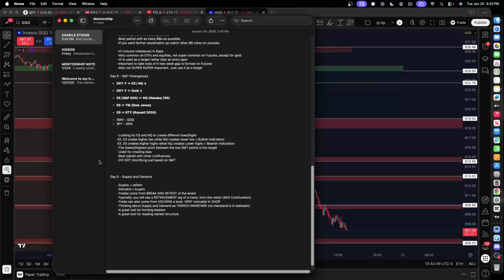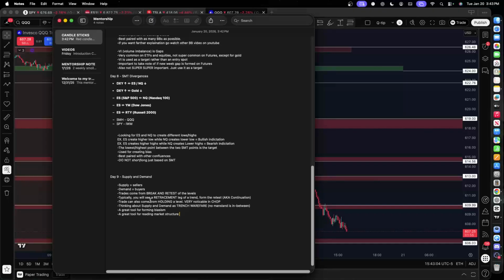So pretty much the same thing. If you want both, great, have both, right? Okay, supply, sellers, demand, buyers, as eRed share, great example. Trades come from break and retest of the level, so a break above or break down. We wait for it to retest that level. Bam, you can look for an entry.